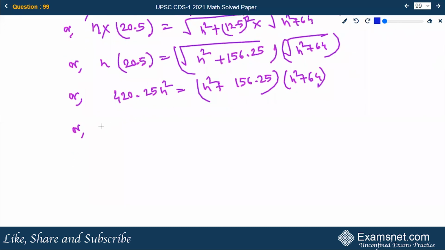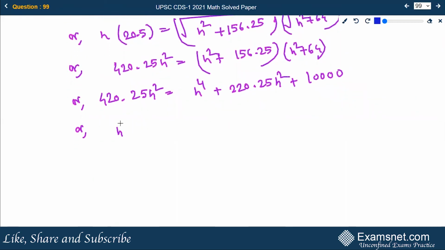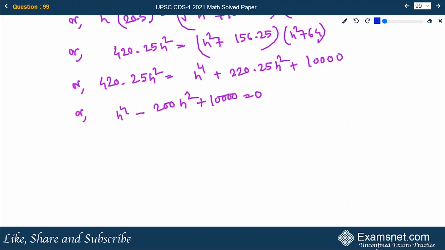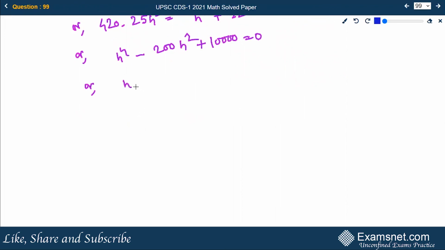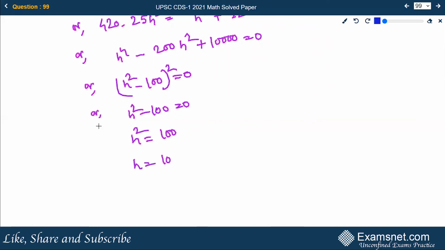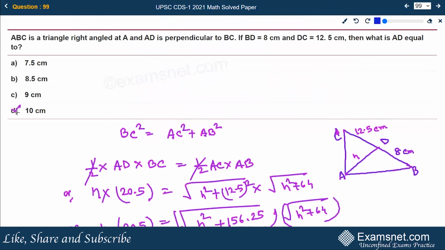Now let's drop the brackets. h to the power 4 minus 208 h square plus 10,000, and I will get (h square minus 100) whole square equals 0. So h square minus 100 equals 0. h square equals 100 and h equals 10 centimeter. So the length of AD equals 10 centimeter. Option C is the correct answer.